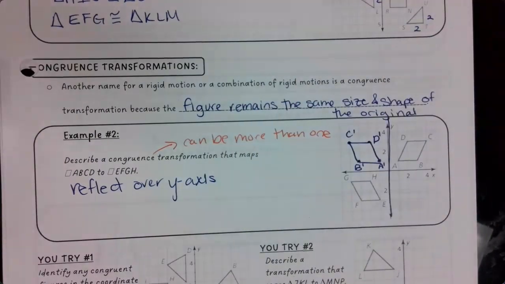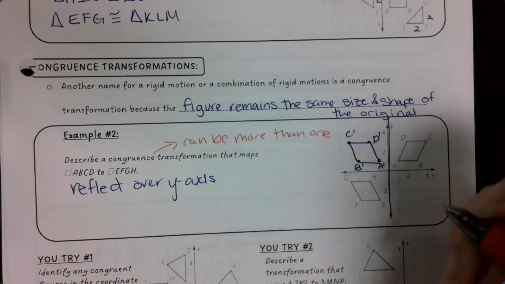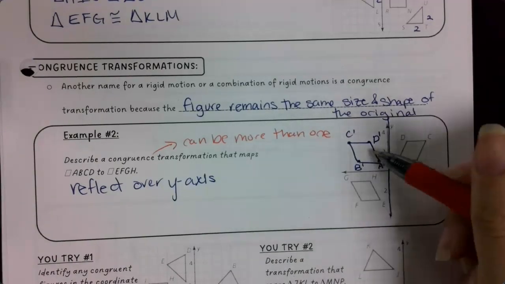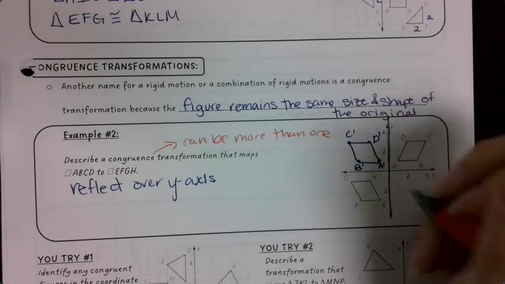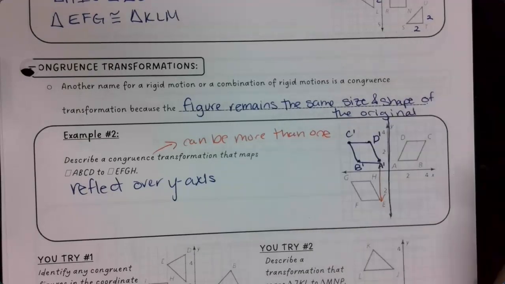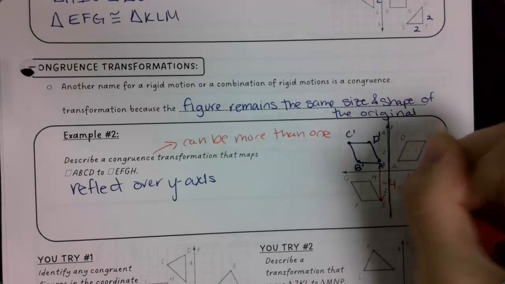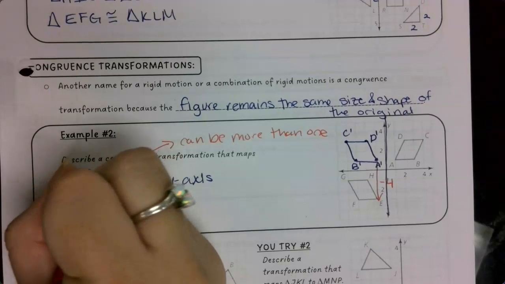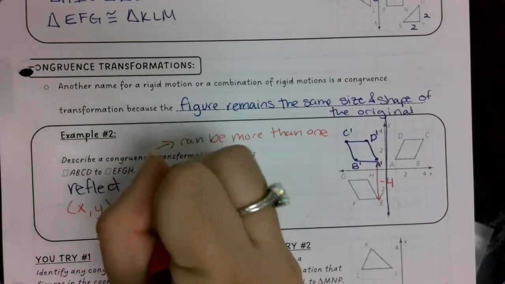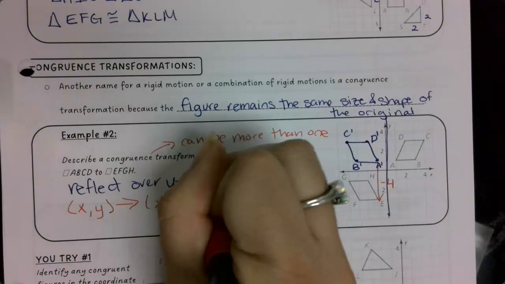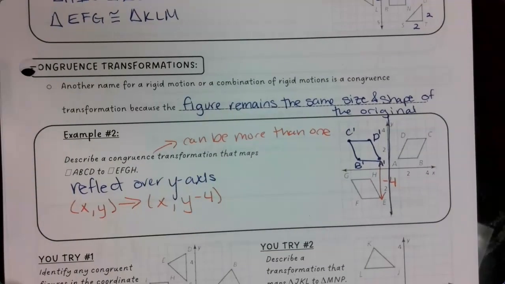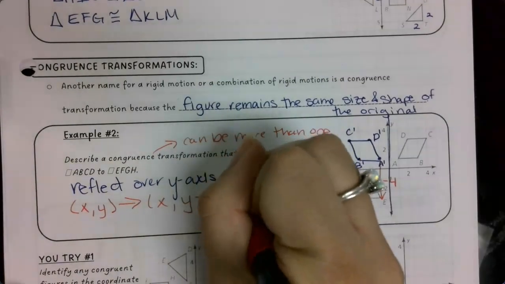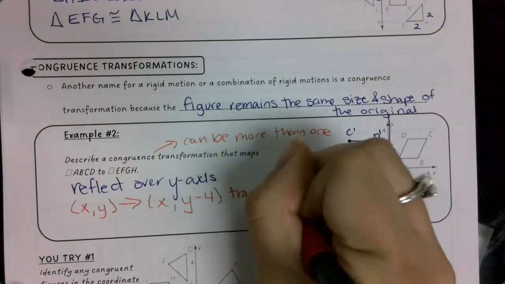Okay, so now I have my shape facing the correct direction, but it's not completely on top of the other one. So what I want to do is figure out how this shape is moving from here to here. To go from A prime to E, it's going down 4. So this is following the rule (x, y) goes to (x, y minus 4). And this is a translation, because it's just sliding down.